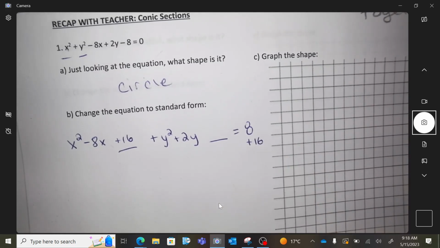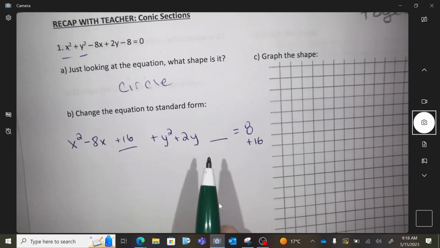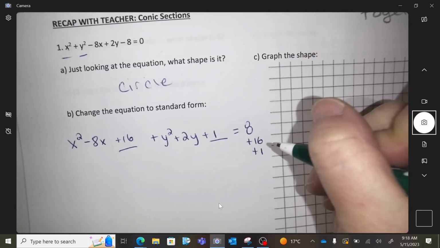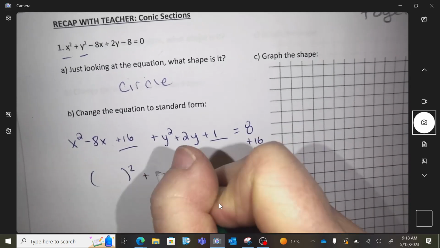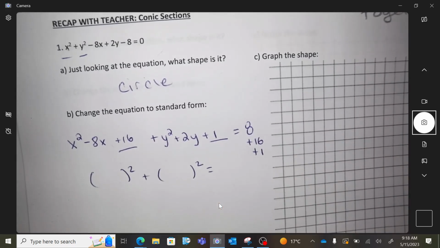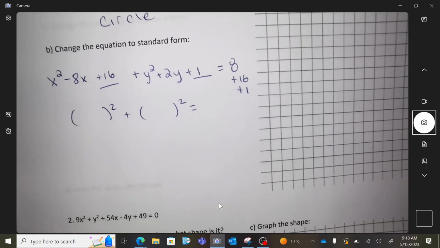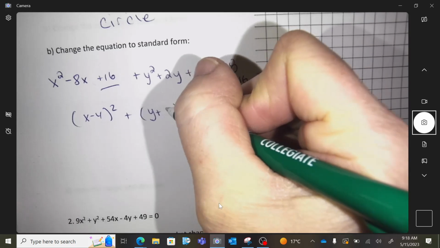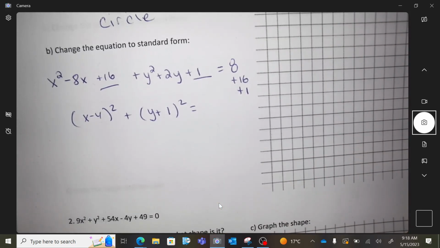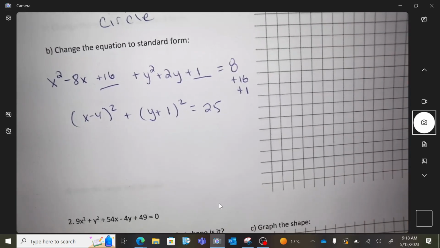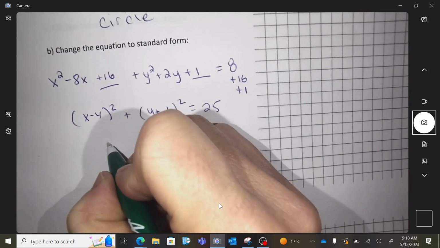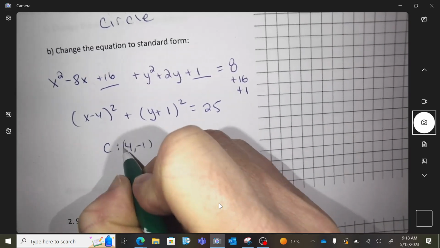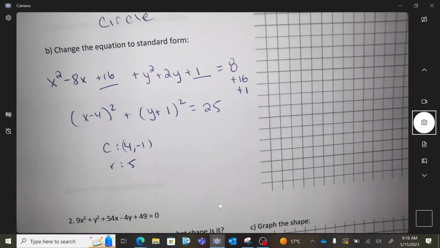Balance it out. And half of 1 squared is 1. Balance it out. Okay, and then you write them as perfect squares. So x minus 4, y plus 1. Okay, so there's your circle. We have a center at 4, -1, and the radius is 5.